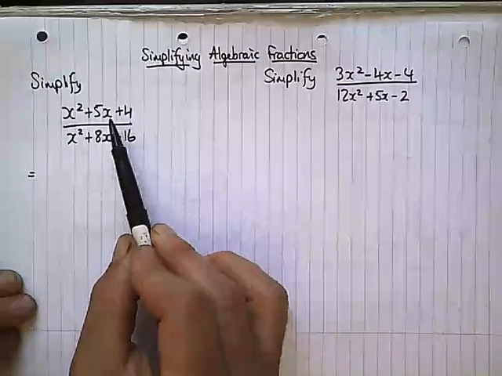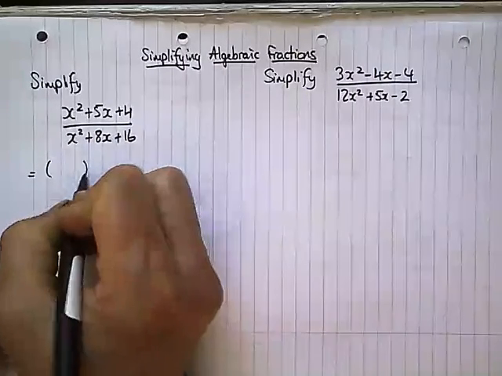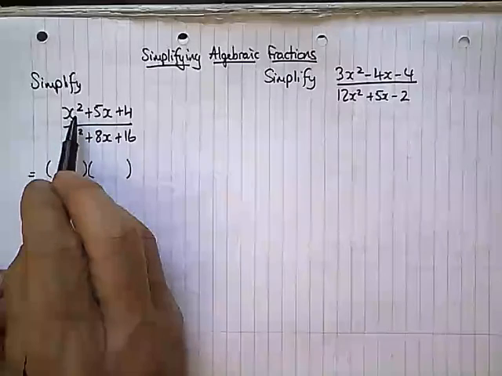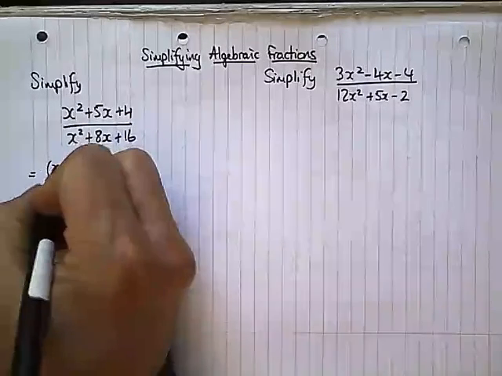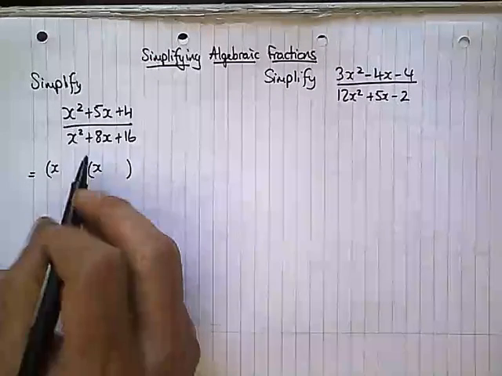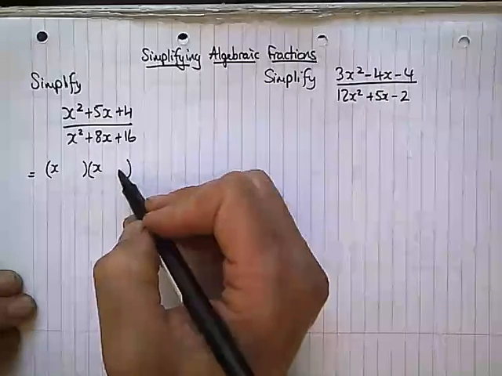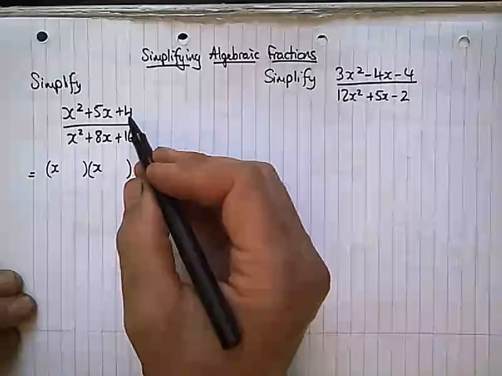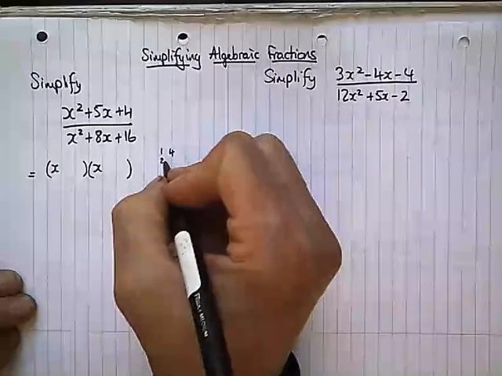So to factorise the numerator and put it into two brackets, because it's an x squared on its own, I know I must have an x and an x in my brackets, so that when I multiply these out, I would get my x squared. I also want two numbers in here that multiply together to make a plus 4. So that would be 1 and 4, or 2 and 2.